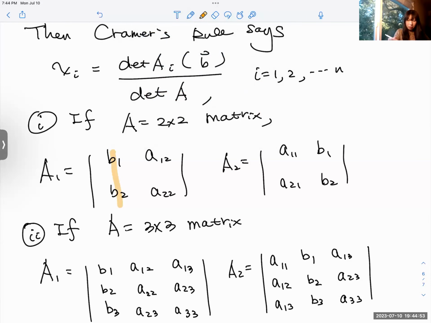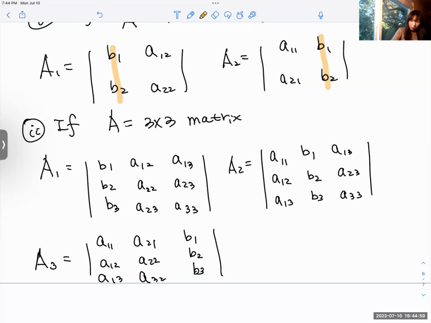If we have a 4 by 4, then the first column is B1, B2, B3, B4, then the second column, and the third column, and the fourth column, right? That's how Cramer's rule works. Okay, so let us do this.